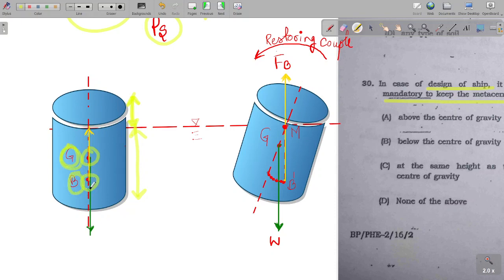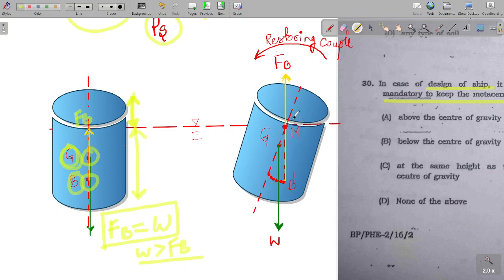So center of buoyancy is the point through which force of buoyancy acts. Force of buoyancy FB acts on the body, and this force of buoyancy, as per Archimedes principle, balances the weight of the body, and that's how body floats in water. Otherwise it would sink in water. If the weight is more than force of buoyancy, then the body would sink. And if the force of buoyancy is equal to or greater than weight, then the body will float in water.